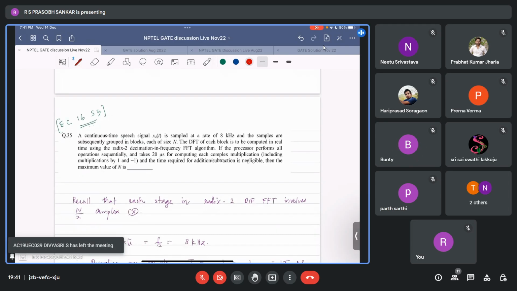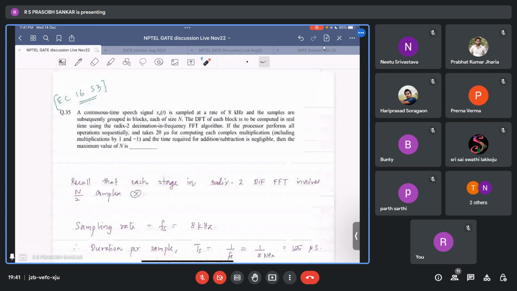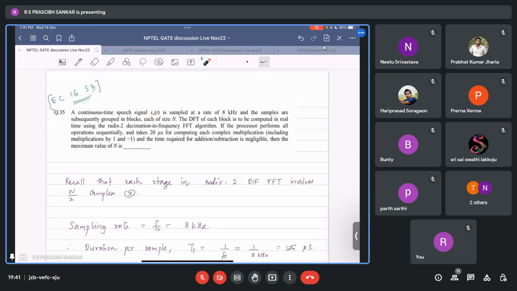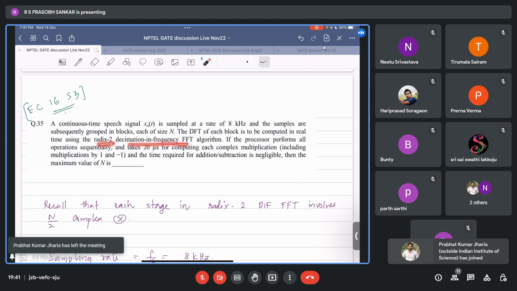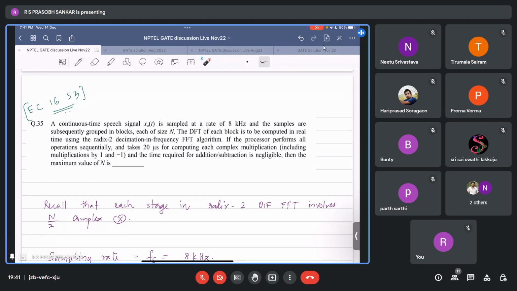Okay, thanks. So this is the next question. This came in the 2016 GATE paper. The question is like this: a continuous time speech signal x_a(t) is sampled at a rate of 8 kilohertz, and the samples are subsequently grouped in blocks each of size N. The DFT of each block is to be computed in real time using the radix 2 decimation in frequency FFT algorithm. If the processor performs all operations sequentially, one after the other, and takes 20 microseconds for computing each complex multiplication, that includes the multiplication by 1 and minus 1, and the time required for addition and subtraction is negligible, then what is the maximum value of N?